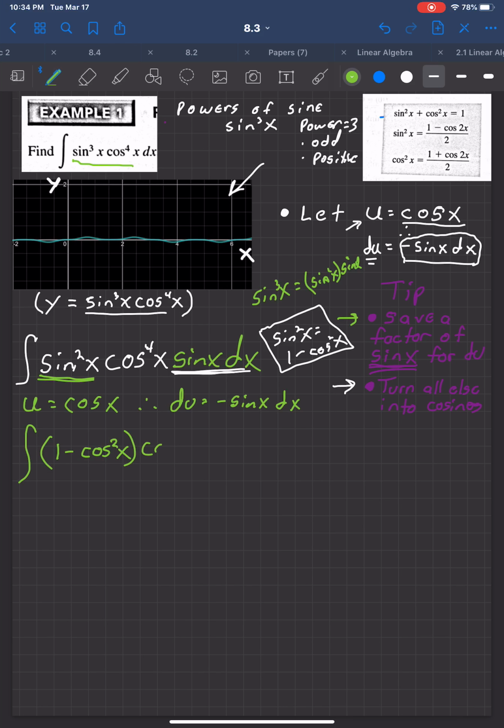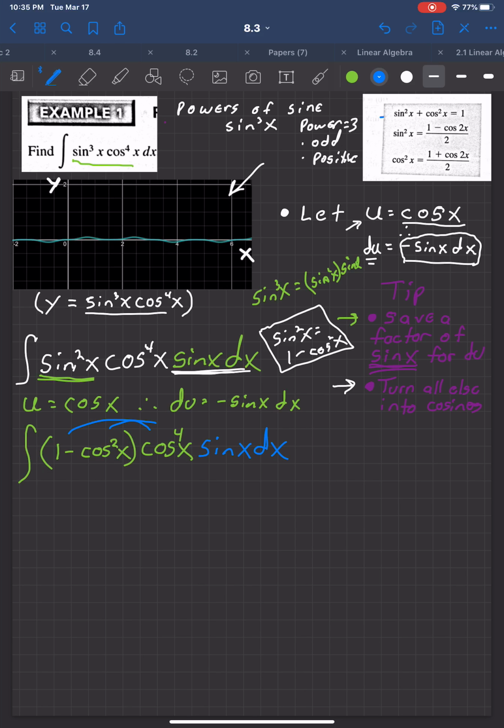I still have my cosine to the power of 4, and I'm going to use a different color because I'm not going to forget about this sine of x dx. I got to use that guy later. All right, so tip 1, factor out a sine of x and save it. Good. Tip 2, turn all else into cosines. Done. Ready? So now let's just distribute.